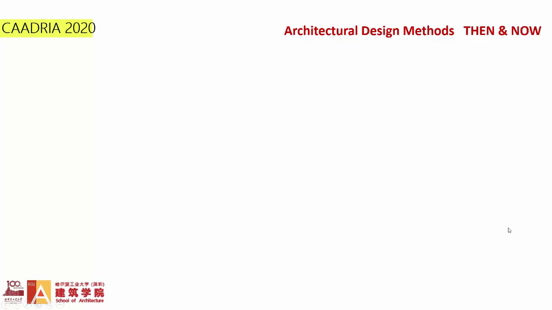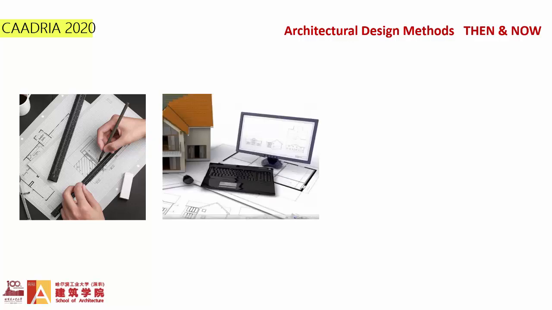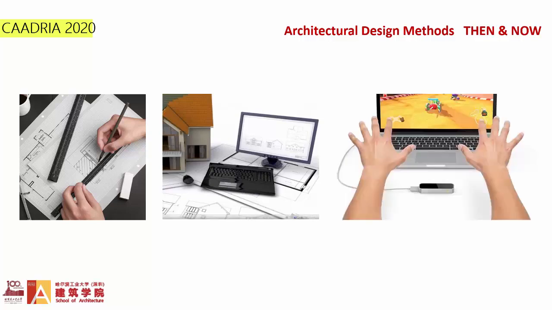So let's have a look at architectural design methods from the past. It started off from pens, pencil, ruler, paper, to keyboard and mouse, where we actually start drafting and CADing plans and elevations for design, to the extent of creating 3D models and doing all kinds of interaction, and we can even interact with them through sensors, motions, and gesture.